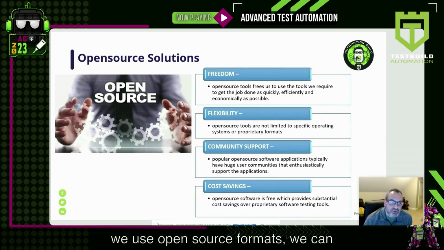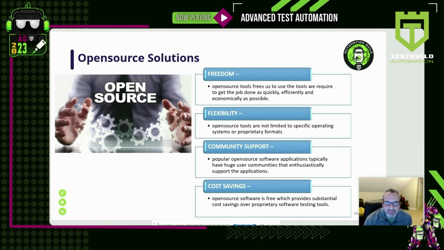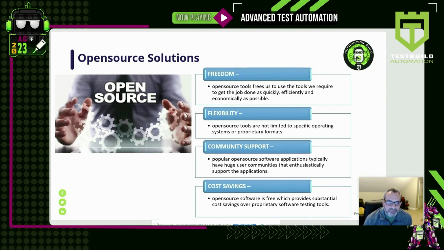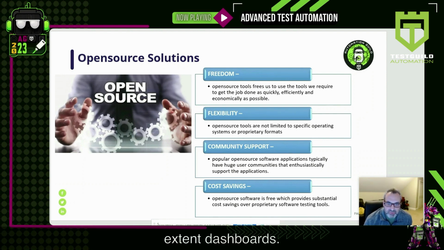Because we use open source formats, we can produce the results in open formats like HTML, text-based, or XML, or our solutions can generate result files in Extent dashboards. We can even produce Excel sheets, things like that. So we can do all sorts of things to provide flexibility. And that's what open source gives us.